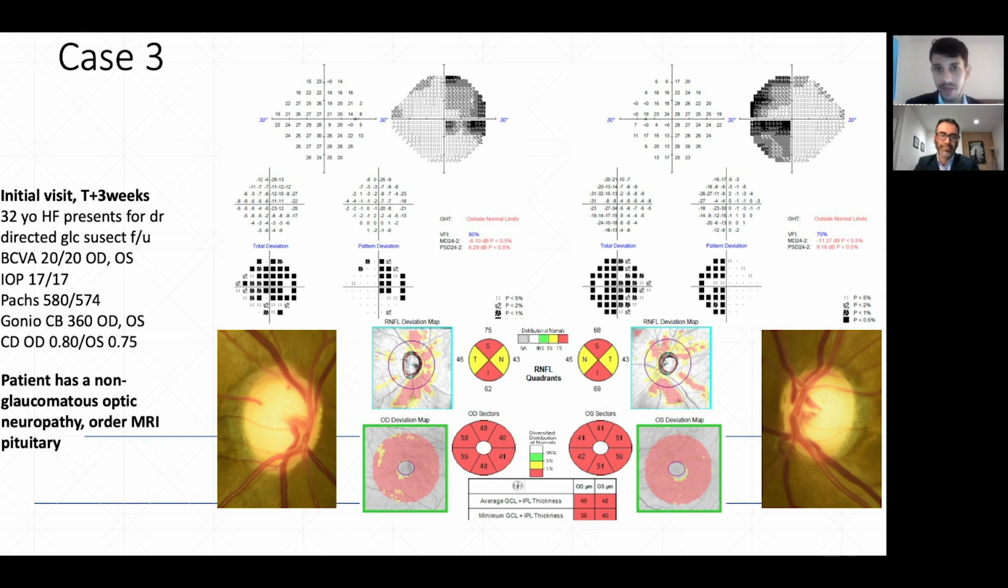So because of the bitemporal, of course, the first thing I do is order an MRI of the pituitary for this patient. Unfortunately, this happens more often than I would like, where I'm searching for glaucoma and you find other things going on. Luckily, this patient ended up having a pituitary macroadenoma. She had successful surgery with neurosurgery, and now she's actually doing really great. Her visual field ended up being much better after the surgery as well. And she's still 20/20, maybe 20/20 minus. She's really asymptomatic, which is fantastic.